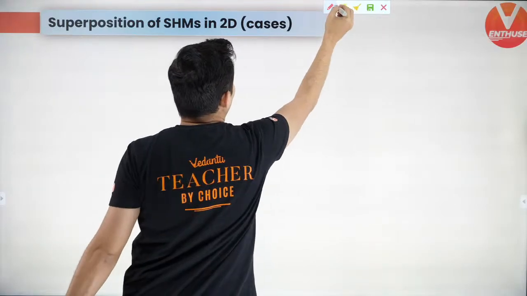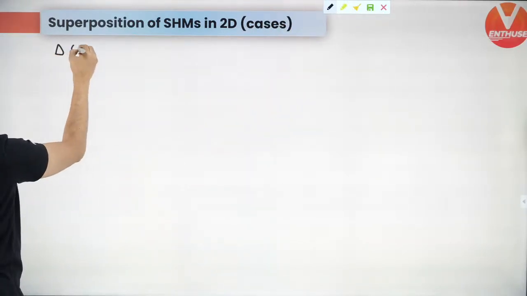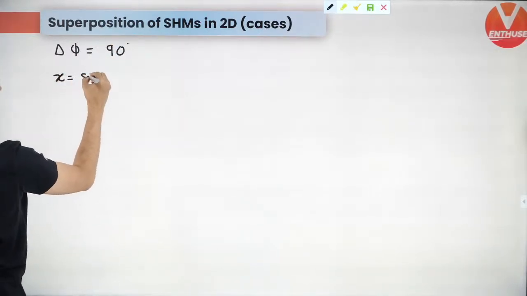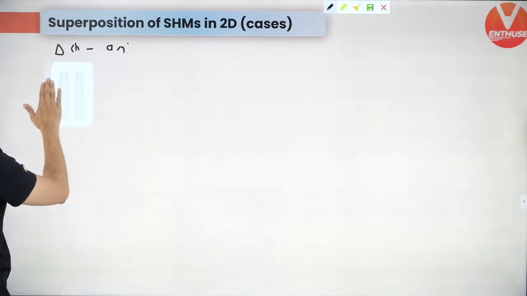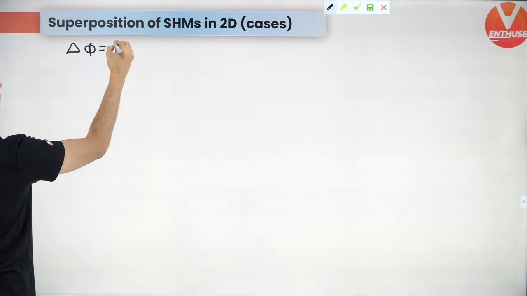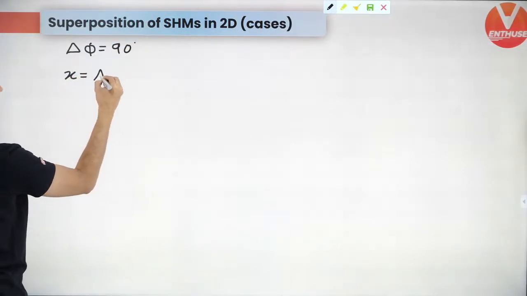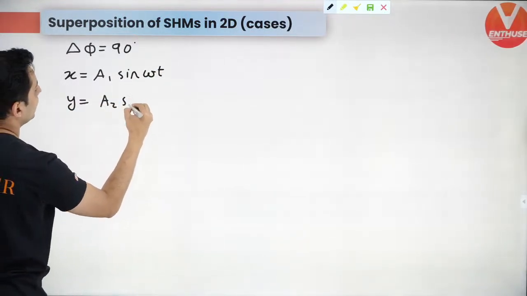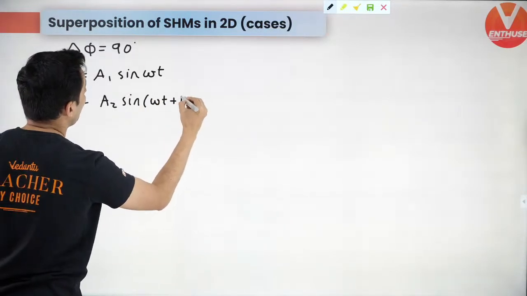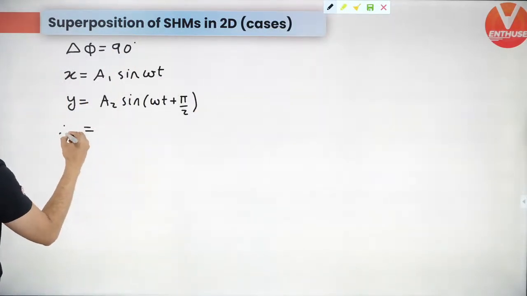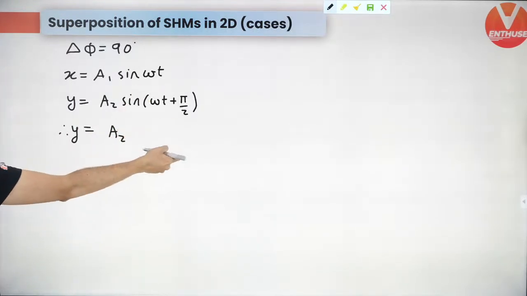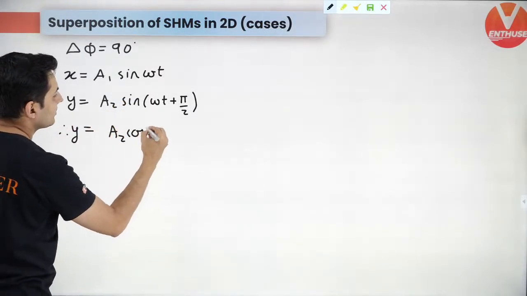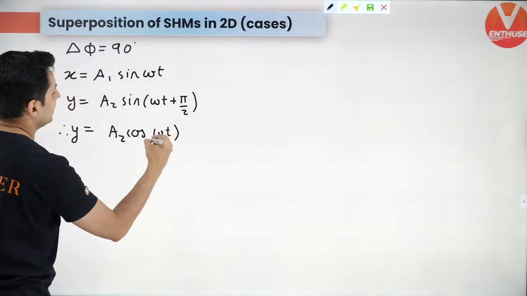Now I'll take one more special case. Let's say del phi is 90 degrees. So x will be A1 sine omega t, and y is nothing but A2 sine of omega t plus pi by 2, because it's 90 degrees. Therefore, y will become A2 sine of theta plus 90. It's in the second quadrant, its sine is positive, and it will become cos because there is pi by 2 over here. So it will become cos omega t.